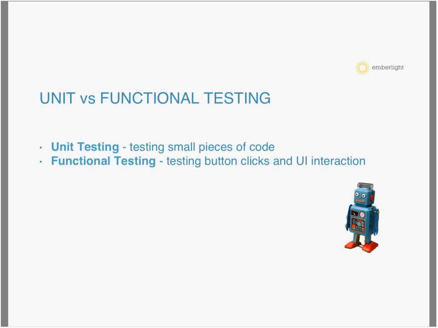So I like to break unit testing down into two different types. There's unit testing and functional testing. Unit testing basically tests small pieces of code, possibly a single function or a single class. There's some level of testing that's just at a code level, and then there's functional testing, which reproduces user interaction with your application. So button clicks, UI interaction.